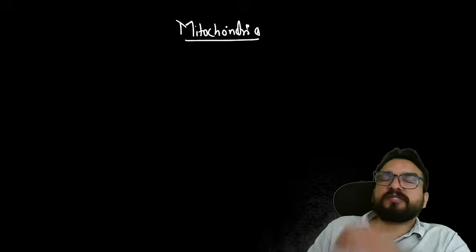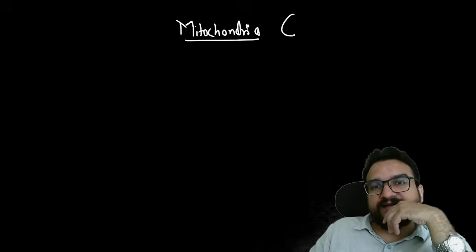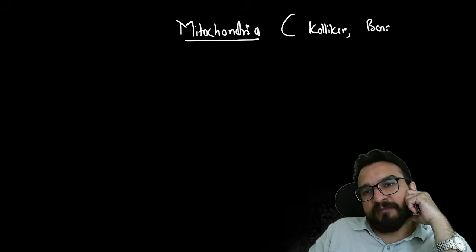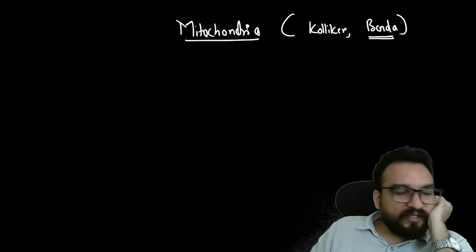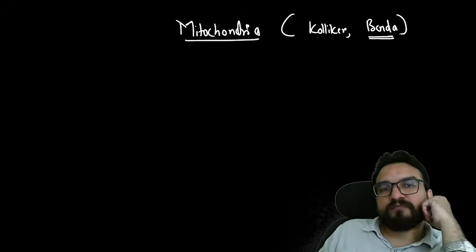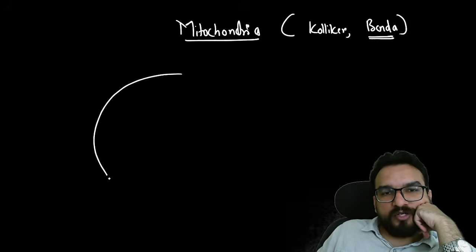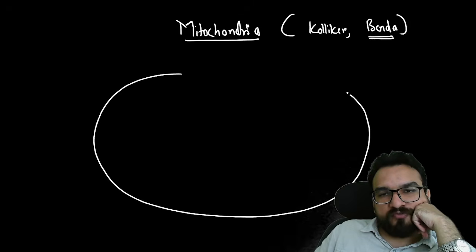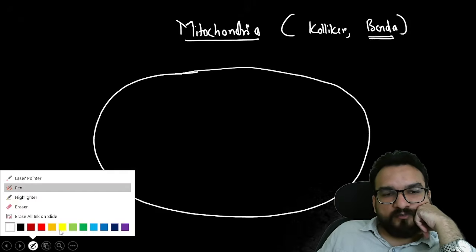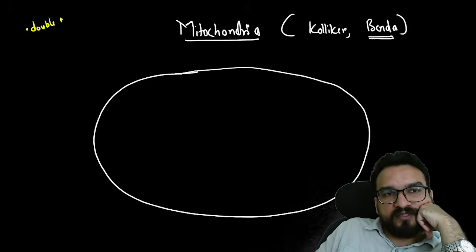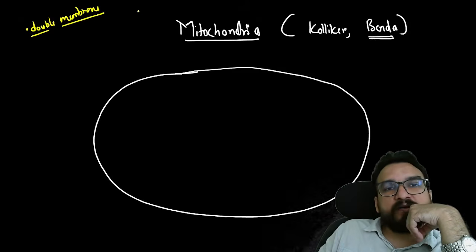Again, two things: what is the structure, and what is the function? For mitochondria, there are certain scientist names you will be remembering, like Kolliker or Benda. I'll tell you why they are important. Benda is the person who gave this terminology, mitochondria. This is the structure of mitochondria which I am drawing, guys. You will find that it is a double membrane structure.